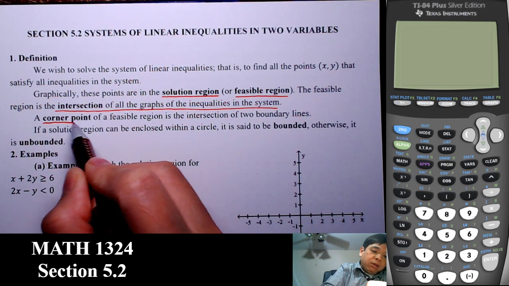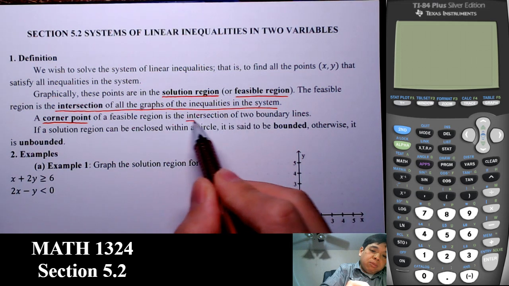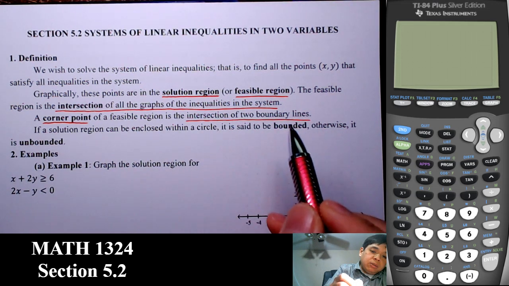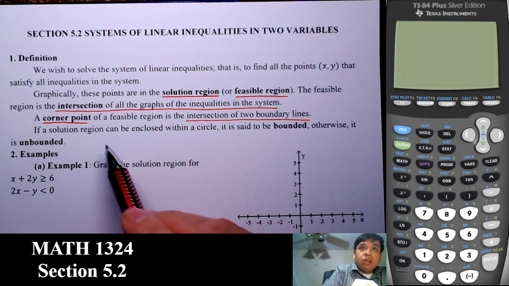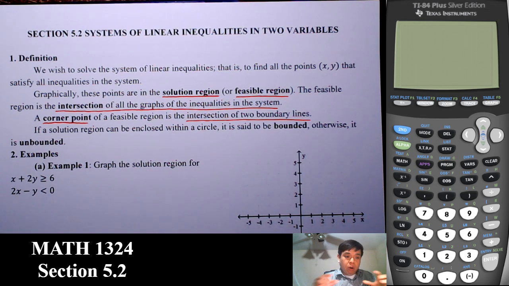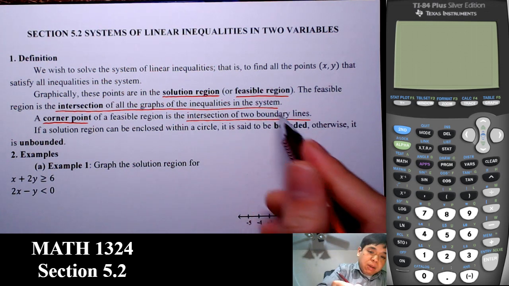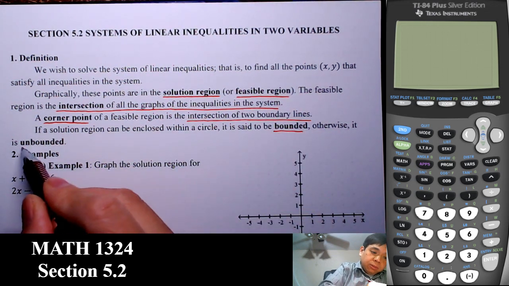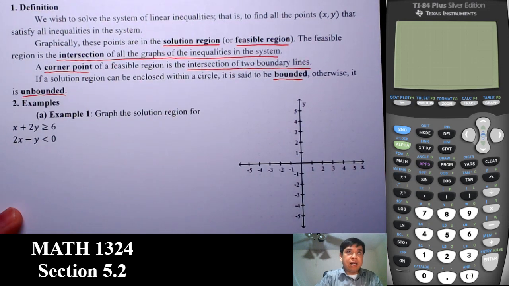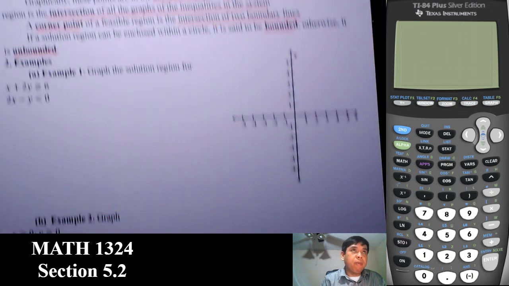And then we have the corner, which is the intersection of boundaries. And if the solution can be enclosed by a circle, no matter how big the circle is, it is said to be bounded, otherwise it is unbounded. And we do have some examples like that. Other than that, we're just going to graph two inequalities, a system of inequalities, and then find the intersection. Or sometimes we have more than two.